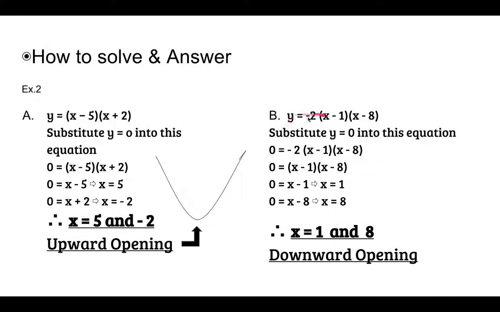So this one is done the same way. Substitute y equals 0 into the equation like this. The negative 2 can be deleted because negative 2 divided into 0 is equal to 0. So we can get the values of x: 1 and 8. Look, there is a negative 2. Negative 2 is less than 0, so the graph will be downward opening.